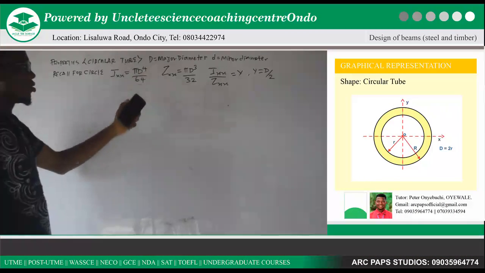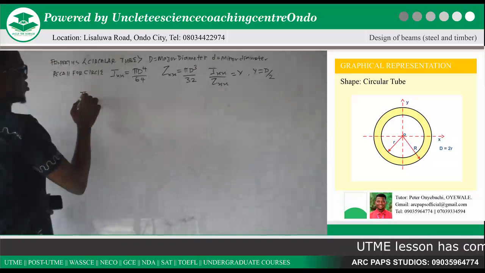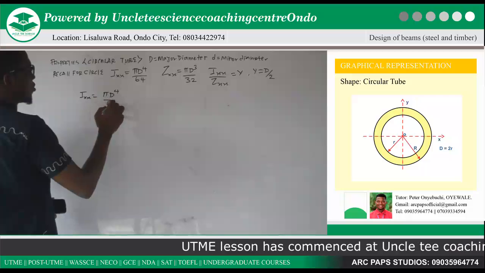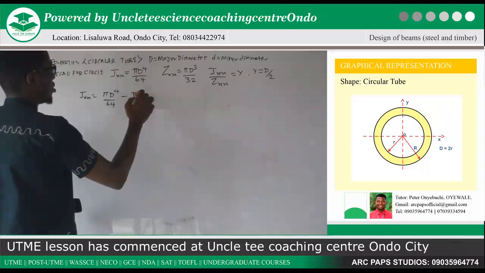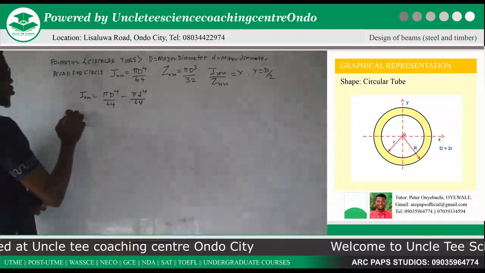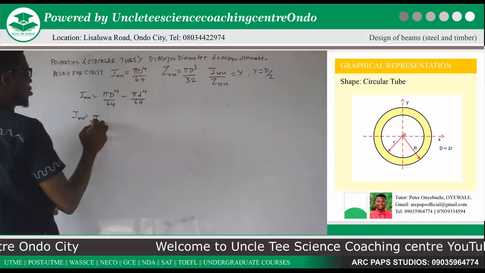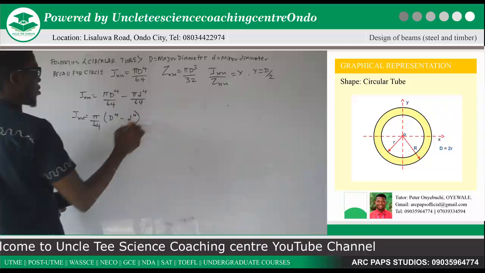Now we've gotten our Ixx to be pi d raised to power 4 divided by 64. We want to do sectional modulus and moment of inertia for a circular tube. Now, since we know that Ixx is pi d raised to power 4 over 64, and the circular tube has a larger circle and an inner circle, it means our Ixx will give us pi D raised to power 4 over 64 minus pi d raised to power 4 over 64, where D is your major diameter and d is your smaller diameter.